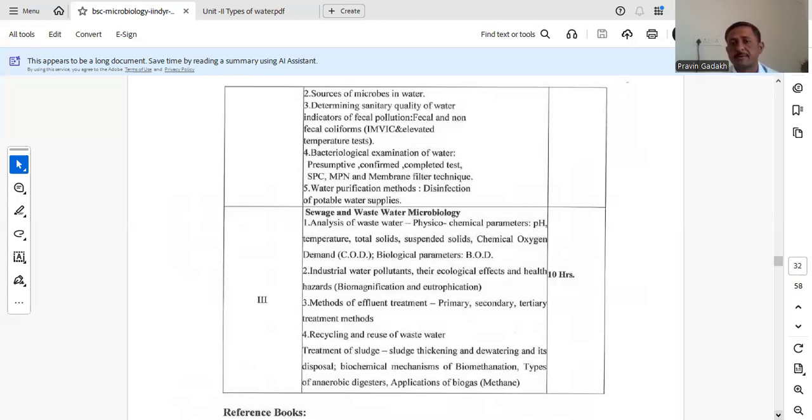These are the most important aspects of microbiology, which are used daily by every human being. So we'll discuss all these aspects in that paper.